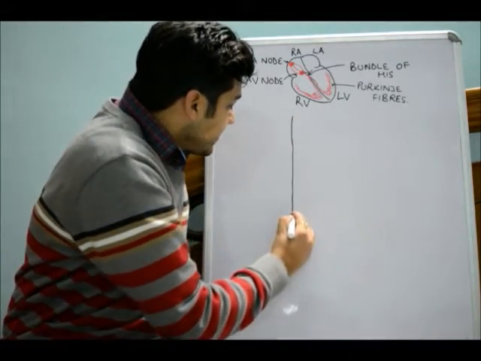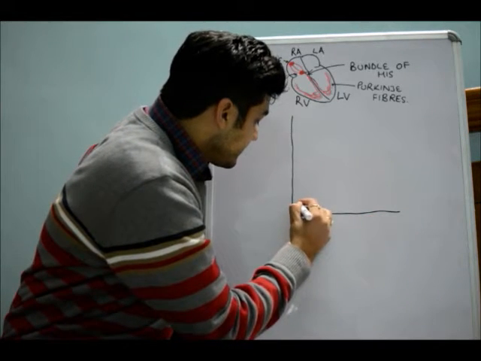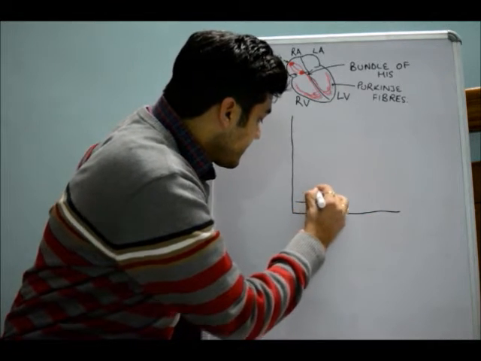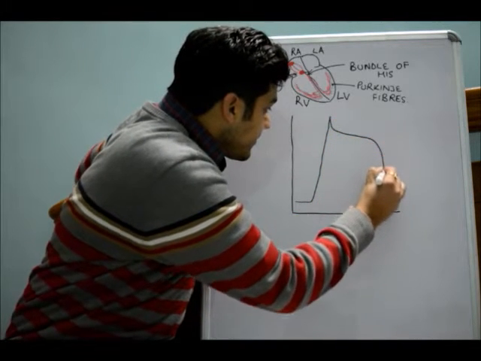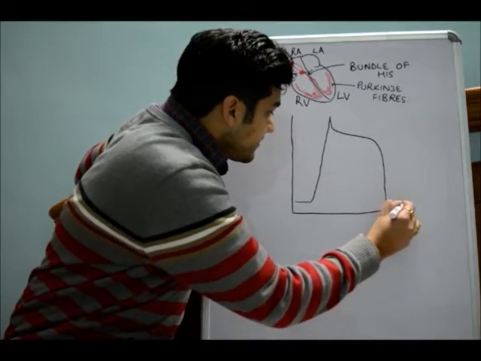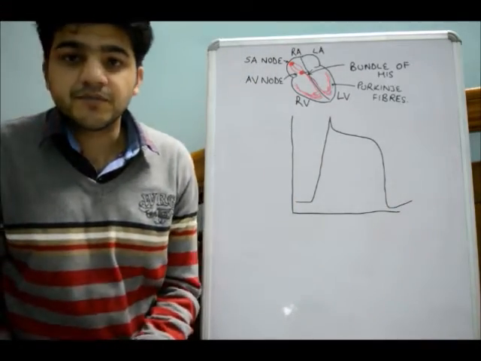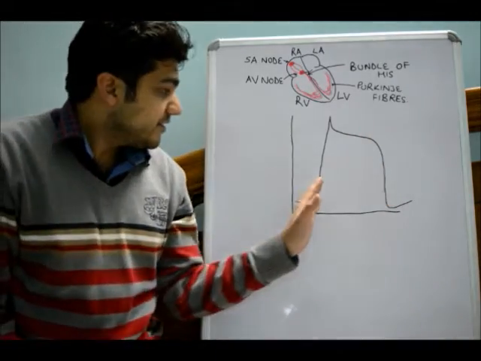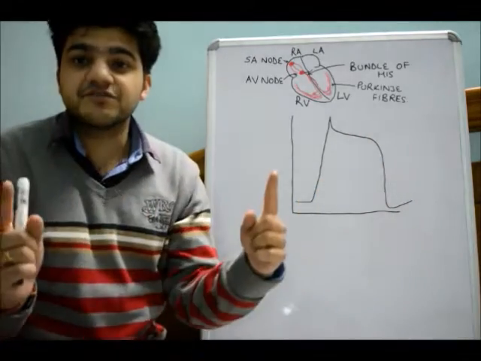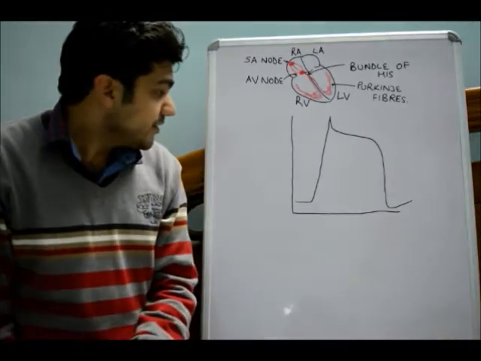the action potential curve looks something like this. Okay, I'll be explaining all the steps of this, but this is how it looks. It means it is wide, it is not narrow like a nerve action potential.